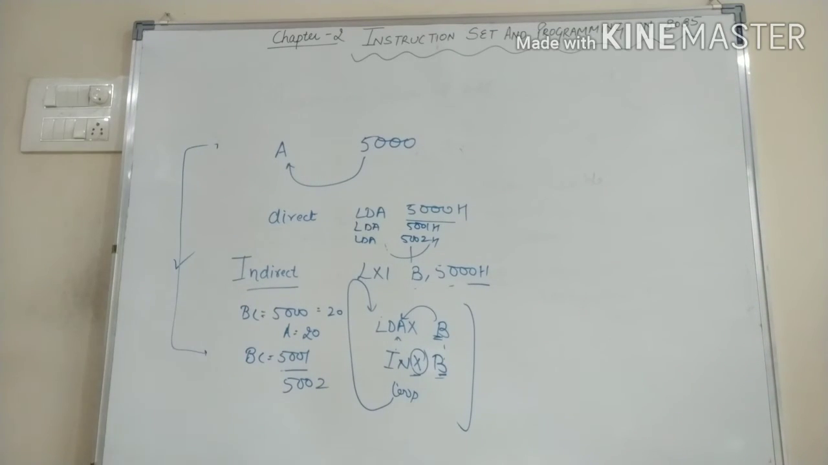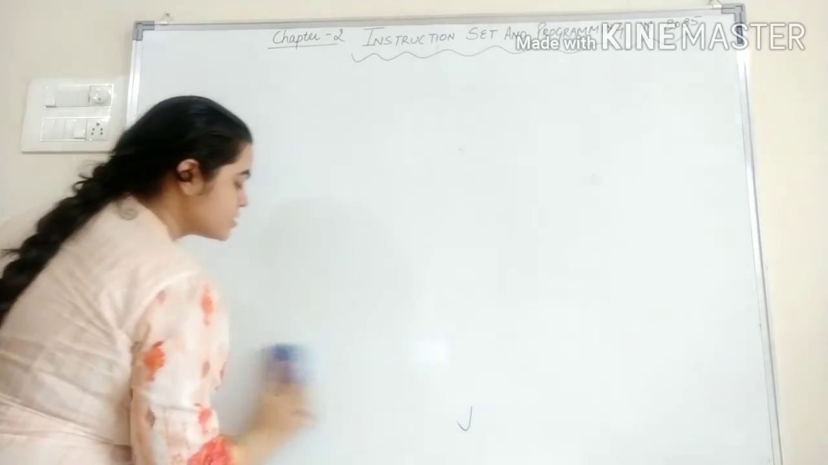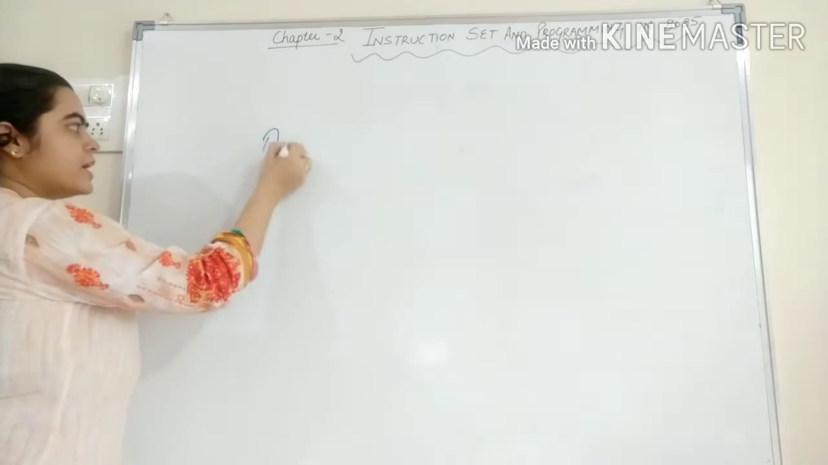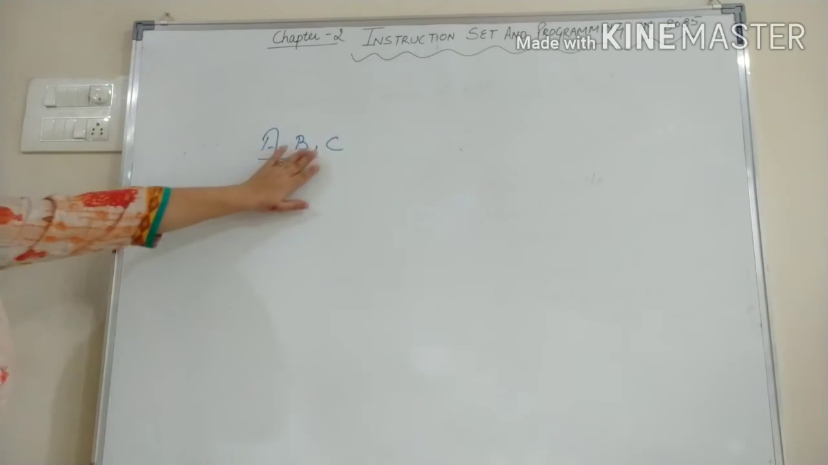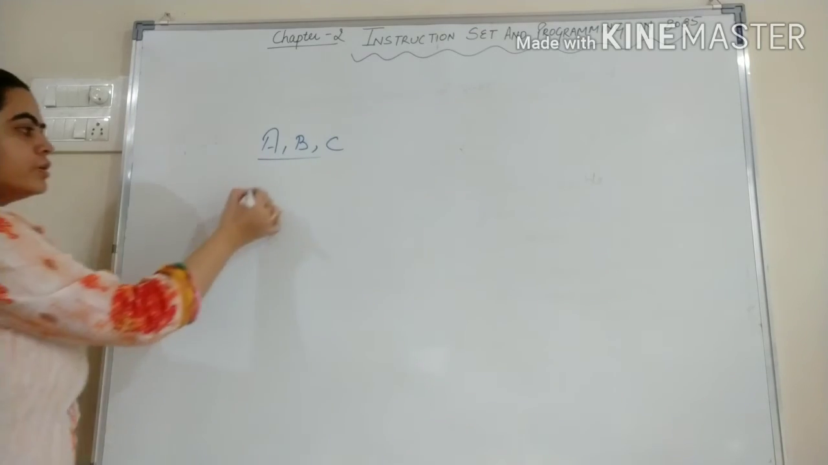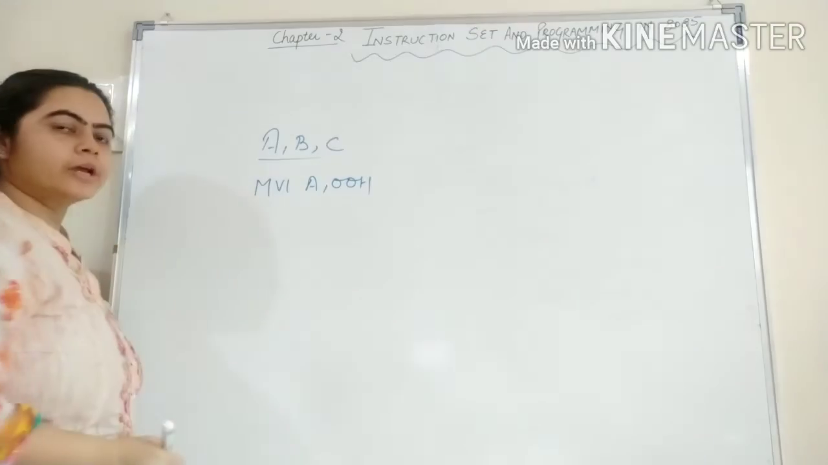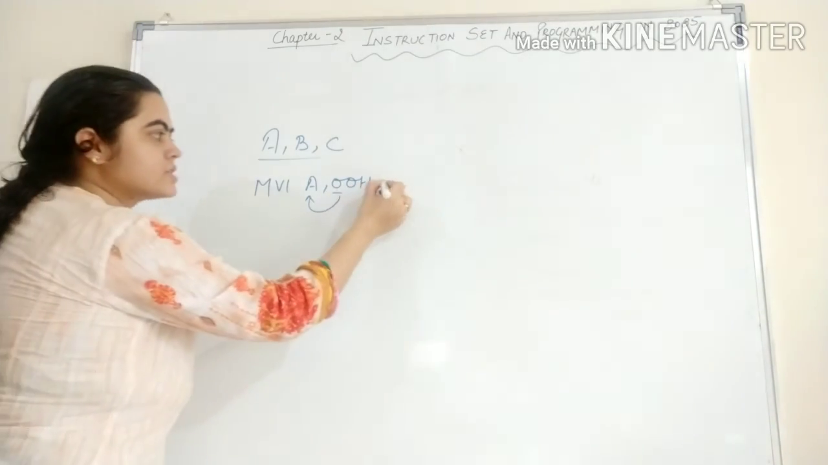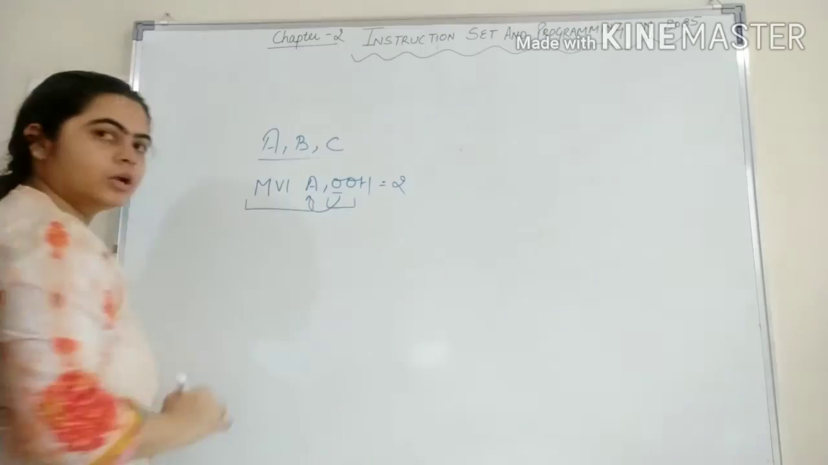Now students, I will give you another example. Suppose we have 3 registers A, B and C, and we have to load 0 into all these 3 registers. So what we can do is write MVI A, 00H. That means 0 will be loaded into the accumulator. This instruction will occupy 2 bytes of memory, 1 byte for the opcode and 1 byte for the data.